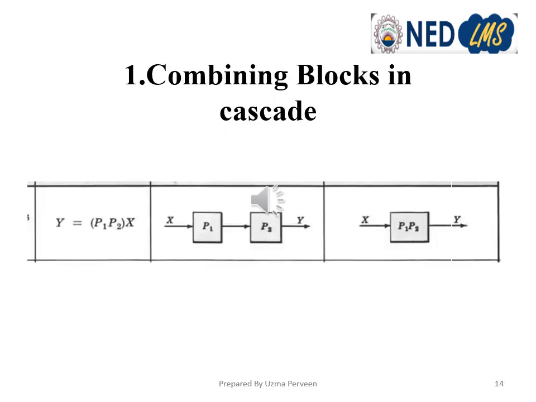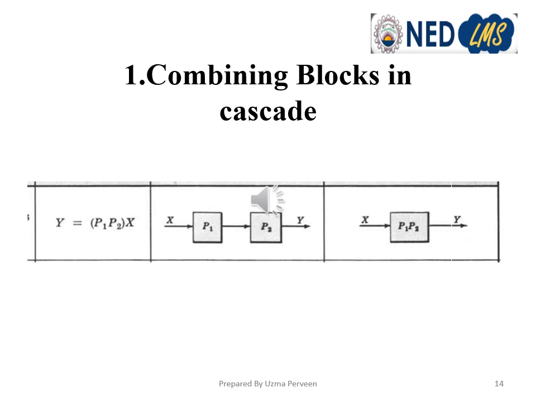This is the first technique, combining blocks in cascade. When we have two or more blocks in the cascade or in series, we simply multiply the two transfer functions within the blocks. So here the output variable y is equal to the product of P1 and P2 multiplied by the input, that is x, because these are connected in series or cascade. So we can combine these two blocks by multiplying their transfer functions P1 and P2 in a single block. So it will become y equals P1 P2 x.